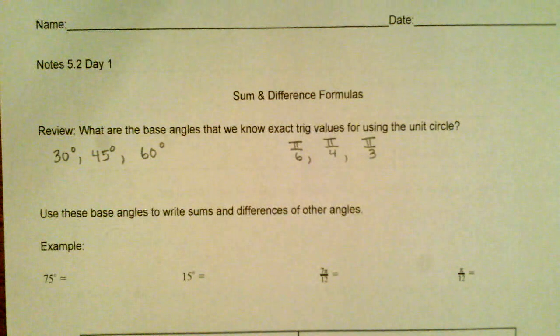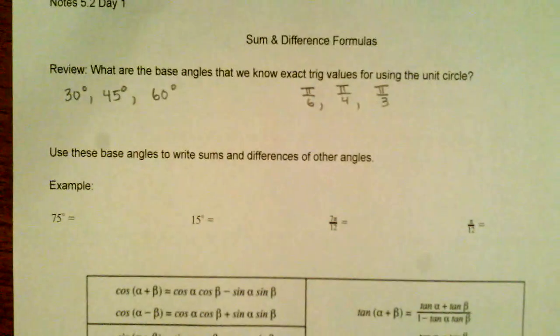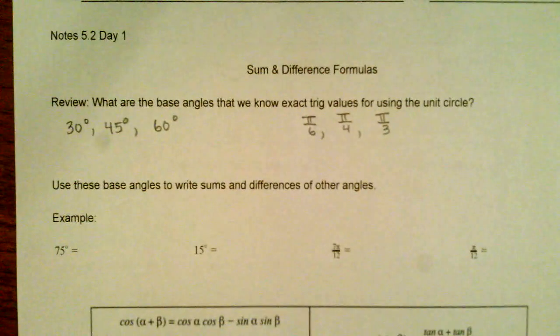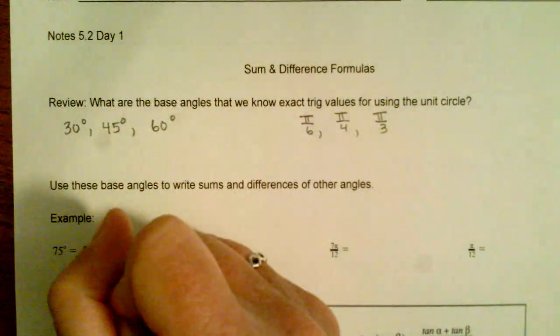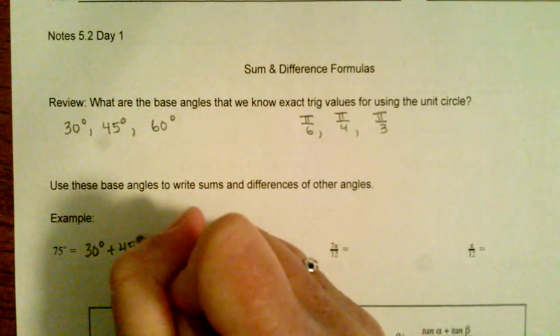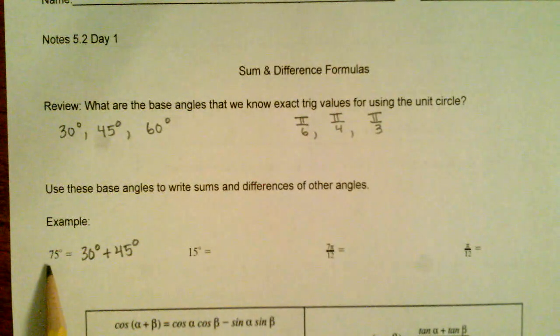Okay, so the trick here is we're going to use these base angles to write sums and differences of other angles. This is one of those things that's trial and error, and as you see more of these, you should be able to recognize more. Okay, so let's think of an example. If I have 75 degrees, hopefully you can see pretty quickly that that would be equal to 30 degrees plus 45 degrees. So we're just rewriting the value as an equivalent sum.